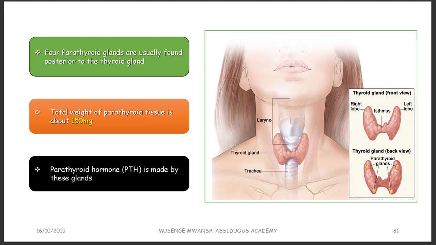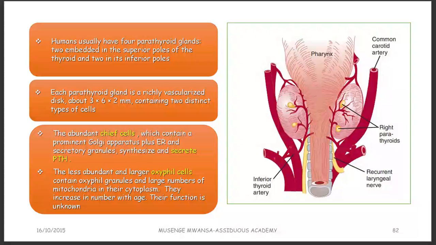So we'll talk about the hormone now, but before then, these parathyroid glands, as we have seen, are embedded in the superior pole of the thyroid and also in the inferior pole, and each one of these glands will measure 3 by 6 by 2 millimeters. And then they have got two types of cells.